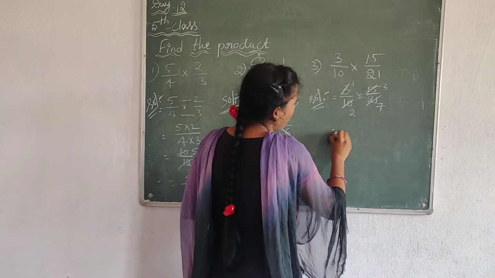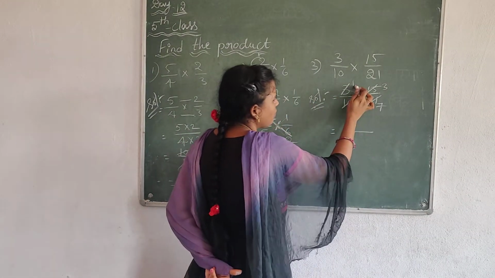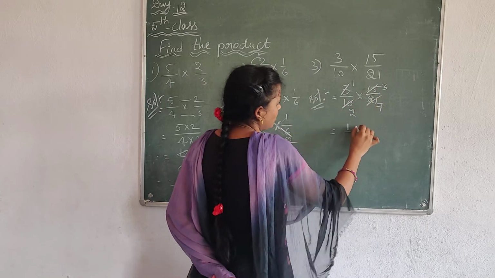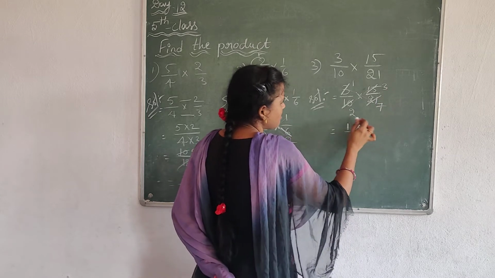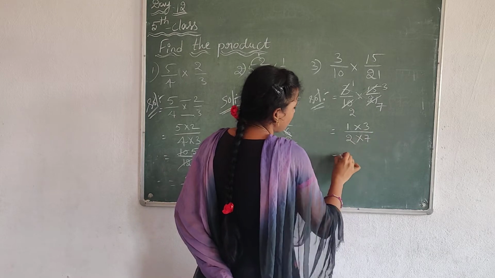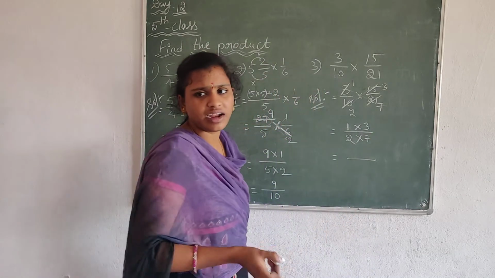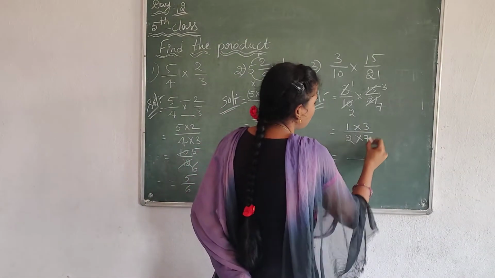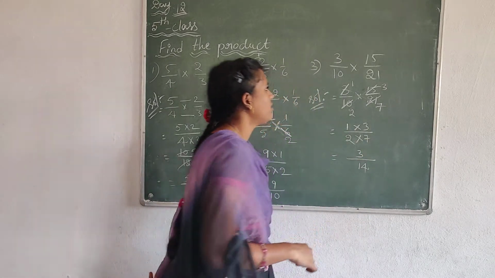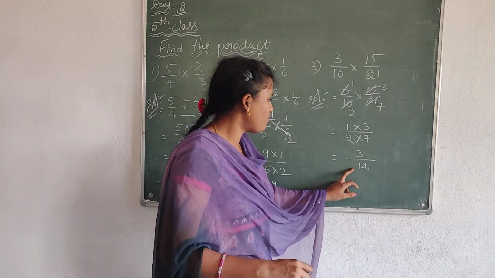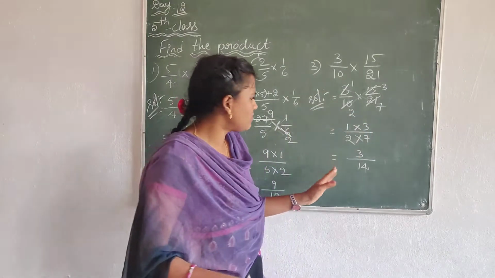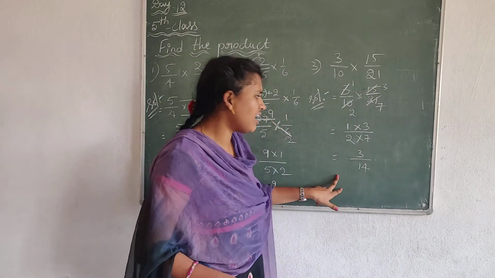Let's take equal to: 1 into 3. What is the remaining number? 1 into 3 here, and 2 into 7 here. Equal to again, let's do the product. 1 3 is 3, 2 7s is 14. The answer is 3 by 14. Does any common number cancel with these two numbers? No, that's why this is the final answer.